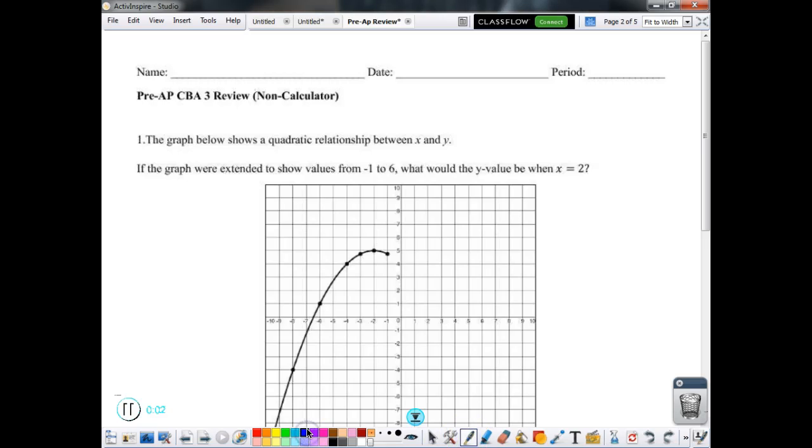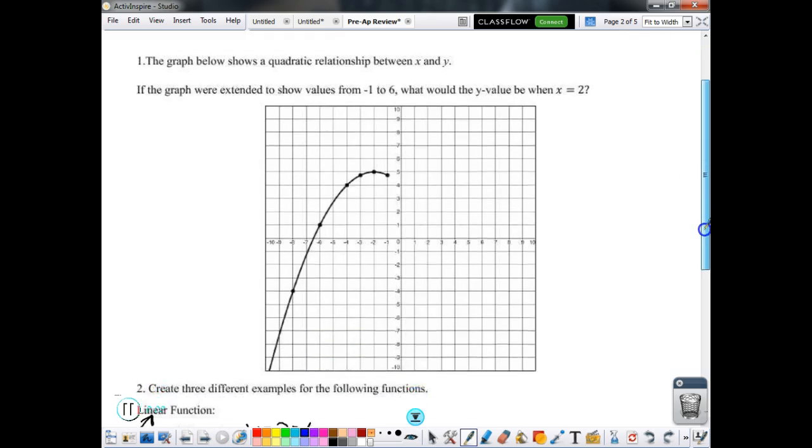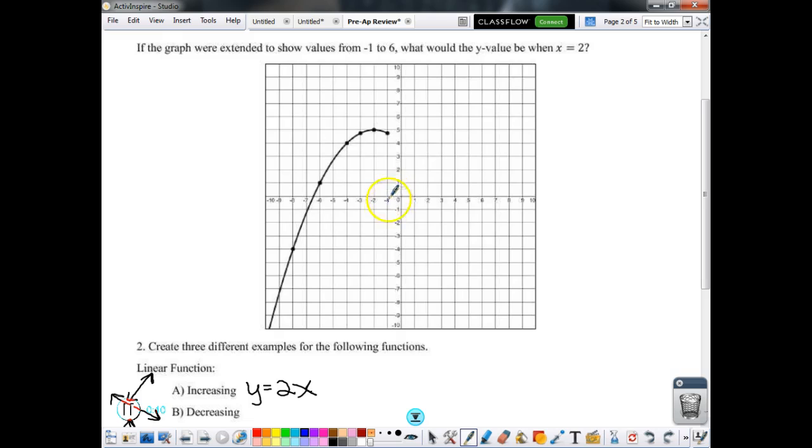All right, so on number 1, they're showing you a quadratic graph, and they want to know if it's extended from -1 to 6, right? So from -1 to 6, what would the y value be when x equals 2? So what do we know about quadratics? What do we know about the parabola?